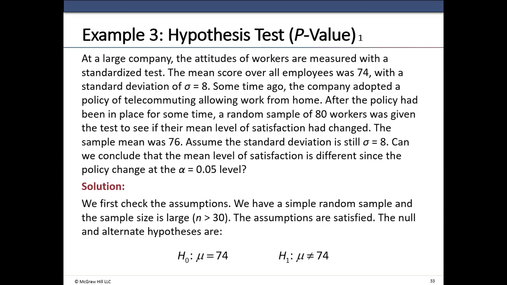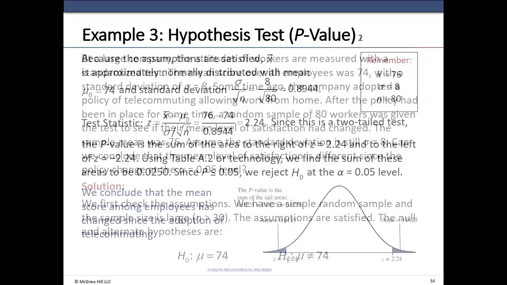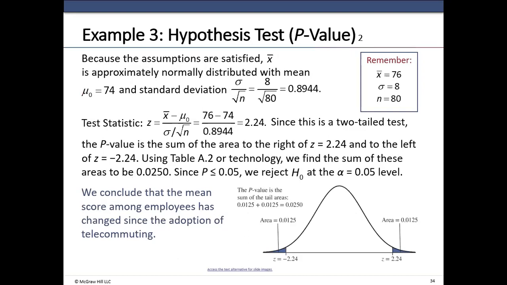And then we'll calculate the test statistic, get a p-value, and compare that p-value with alpha equal to 0.05. So z is equal to 2.236 and the p-value is 0.025, which is less than alpha equal to 0.05. So therefore the decision is to reject H0, and at alpha equal to 0.05, there is enough evidence to support the alternate hypothesis, mu not equal to 74. Okay.